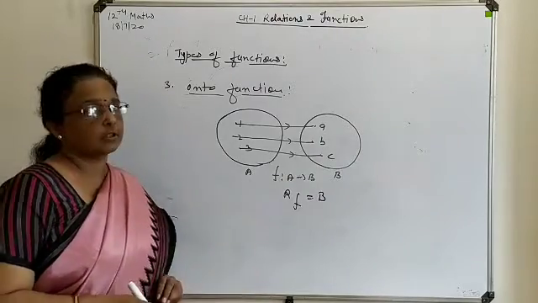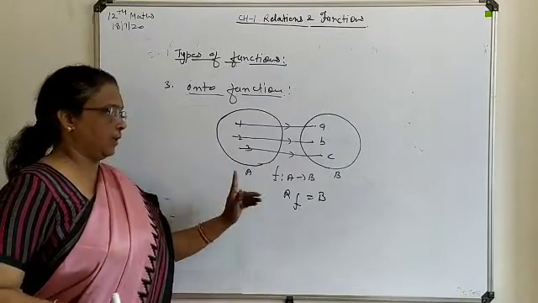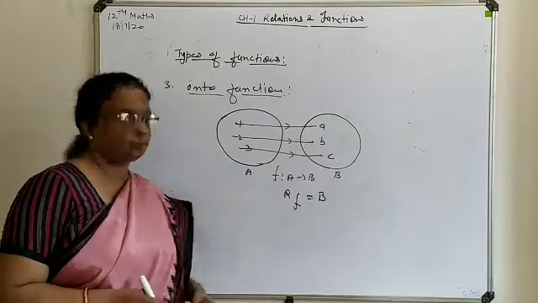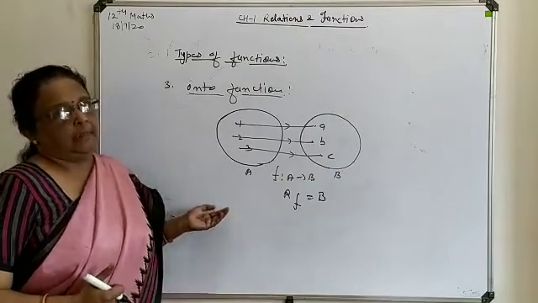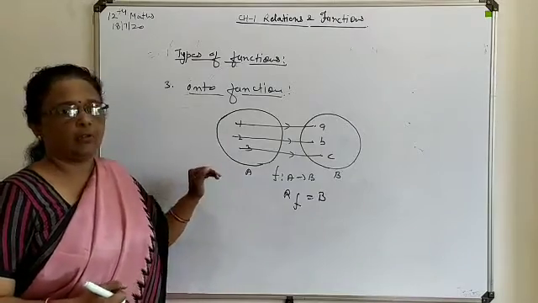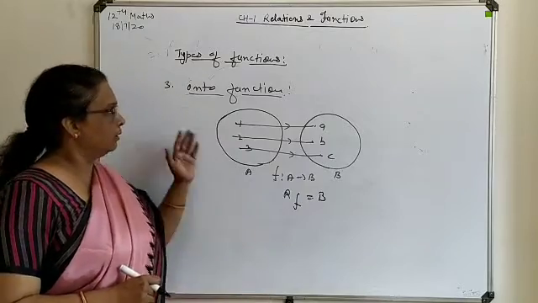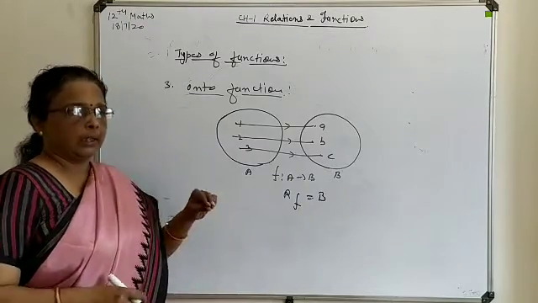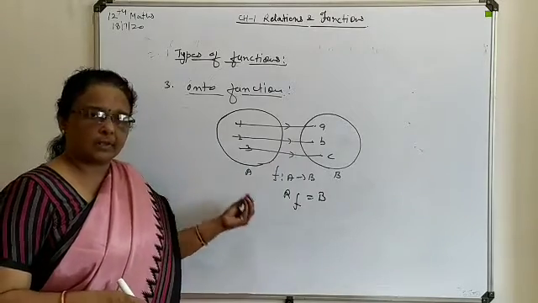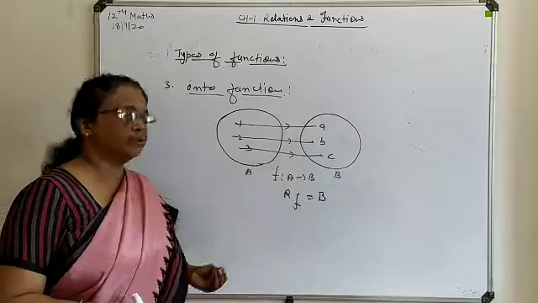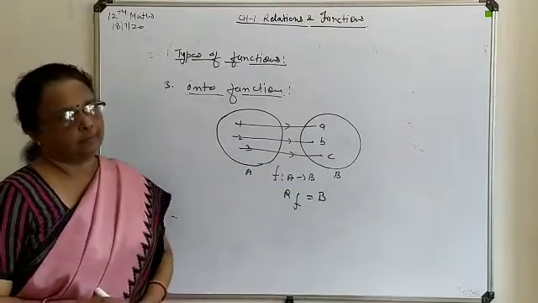So the first one was one-one correspondence, meaning each element of set A takes part in forming an image. The second one, many-one, means more than one element in set A forms a single image in set B. And the third one, onto, means each element of set A forms a single image with the corresponding element of B. So this is all about the types of function.